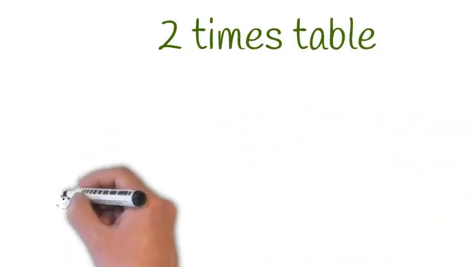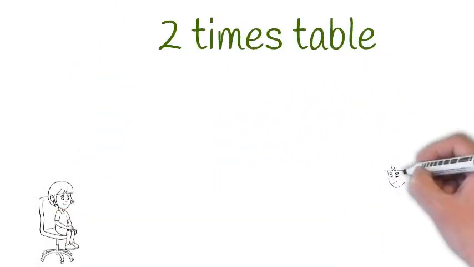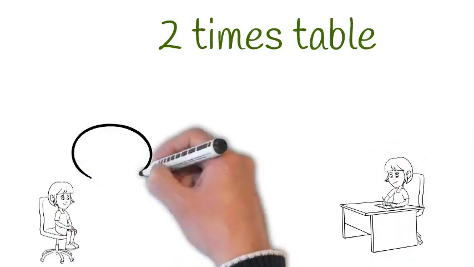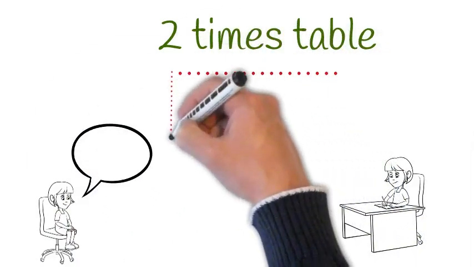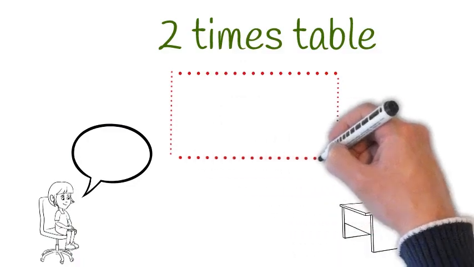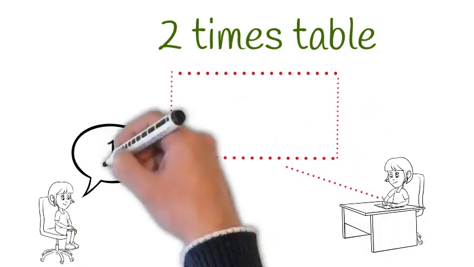Let us start with the 2 times table. The 2 times table is basically alternating between saying and writing. We would say a number, then write the next number, say the next number, write the next number, and so on. Okay, so let's start.